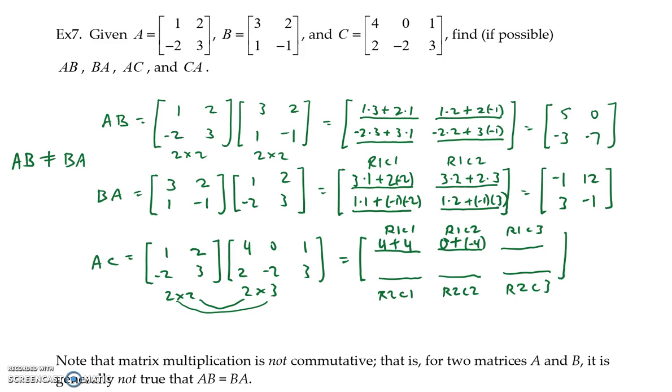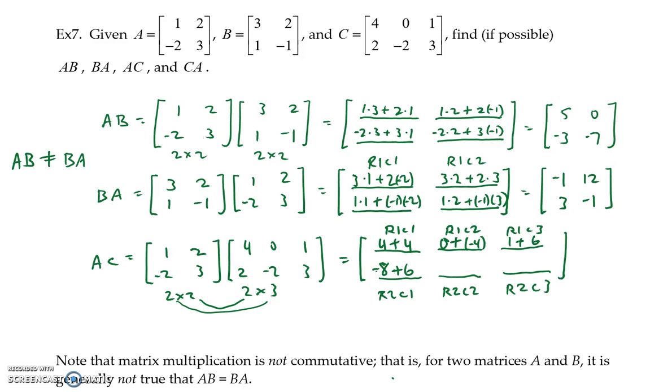And then row 1 of A with column 3 of C. 1 times 1 is 1. And 2 times 3 is 6. Isn't matrix multiplication fun? Row 2 of A with column 1 of matrix C. Negative 2 times 4 is negative 8. And 3 times 2 is 6. You've always got to have entries that correspond, the same number of entries in a row as in a column.